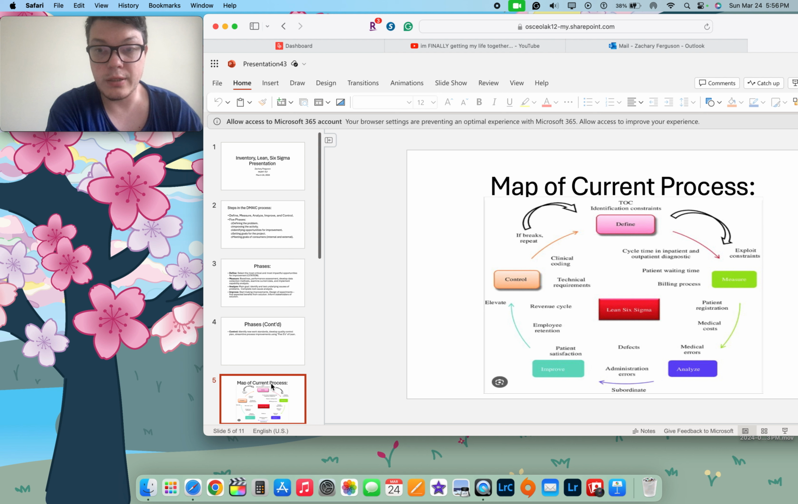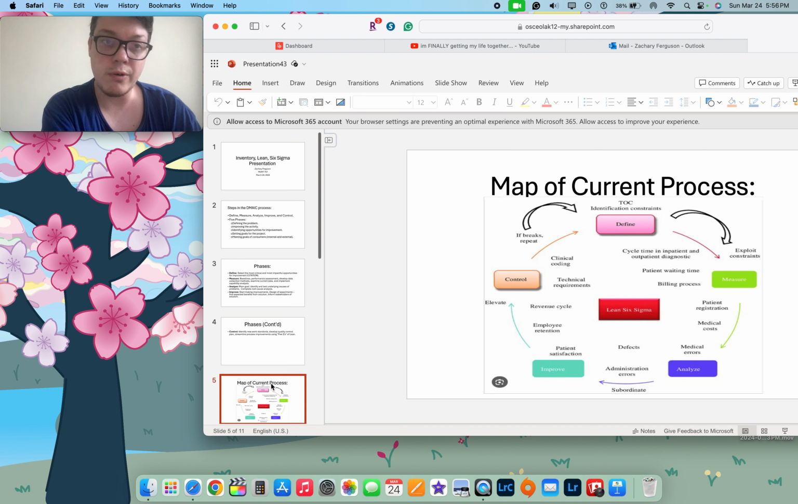So this would be defects such as administration errors, accounting errors, for example, pharmaceutical errors. And then subcoordinate, go to improve. This improves patient satisfaction, because if there's not patient satisfaction, then the overall healthcare clinic suffers because patients won't come back, they won't refer their friends. Then we move from patient satisfaction to control, which would be employee retention, because if you don't have employees, you can't run the business, even since there's a lack of employees to begin with.